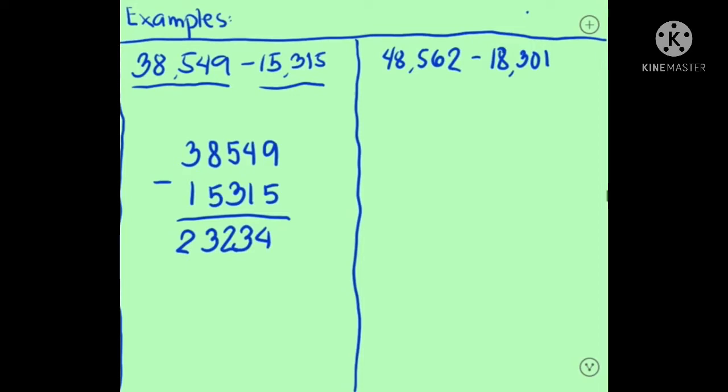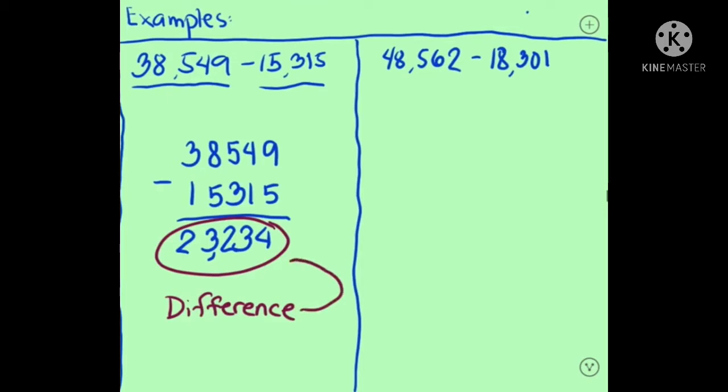And then don't forget our comma. Where do I put my comma? In between 3 and 2. So I will put it here. So this is now our final answer. What do you call the final answer in a subtraction process? Good job. That is the difference. So this is now our difference. Okay, let's proceed to the second one.